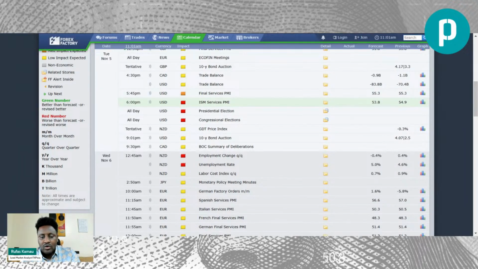So a key thing to notice is that these levels are way above 50.0, which is the midpoint between contraction and expansion, so which basically implies that the services sector in the US is still in expansionary territory. So an increase in services PMI will be positive for the dollar. And of course, a drop in the services PMI is expected to be bad for the dollar.